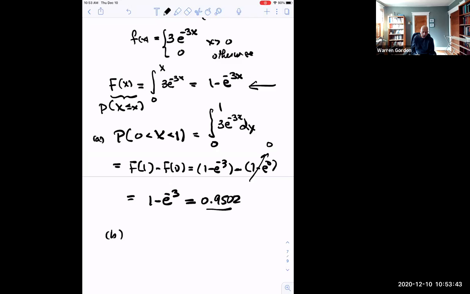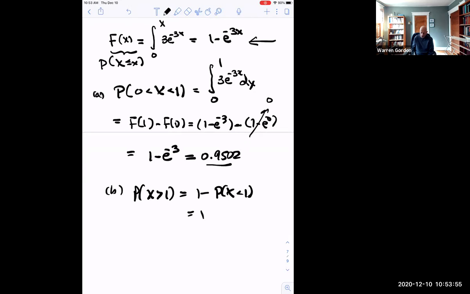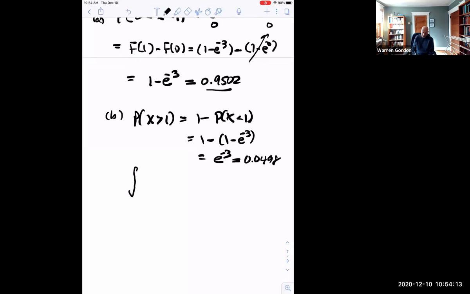Now B, the probability that x is greater than 1. Well, the probability x is greater than 1 is just equal to 1 minus the probability that x is less than 1, which we just did. So this is equal to 1 minus, 1 minus e to the minus 3, which is e to the minus 3, equal to about 0.0498, whatever. By the way, of course, you could have done this by integrating, but it was much easier to realize it was a complement. That gives me e to the minus infinity plus e to the negative 3. This, of course, is 0, and this gives you e to the minus 3.